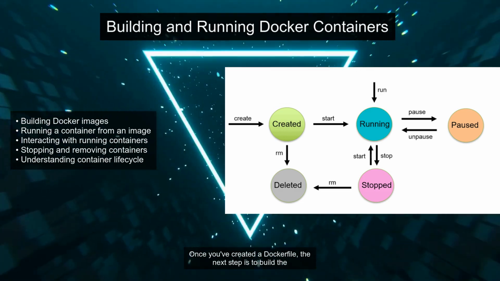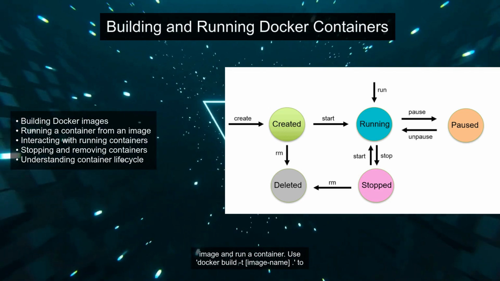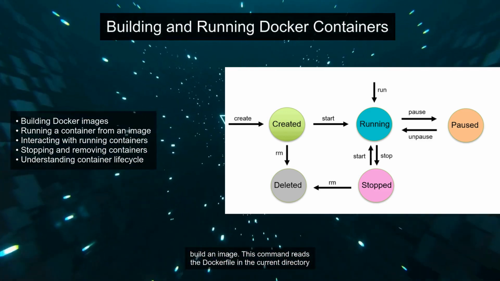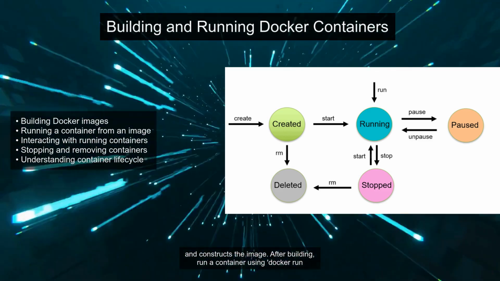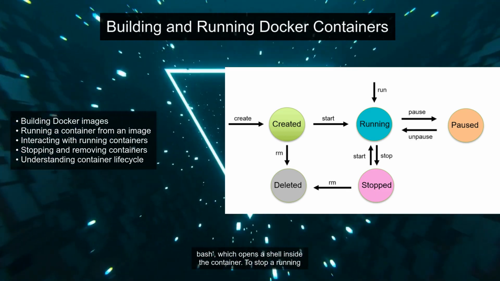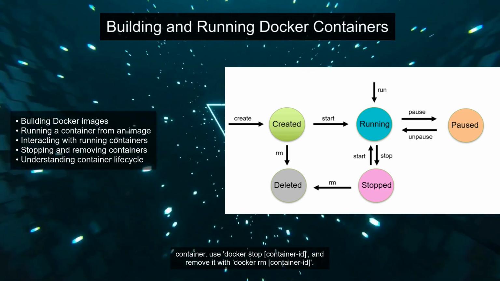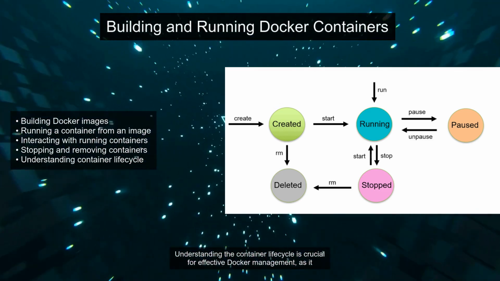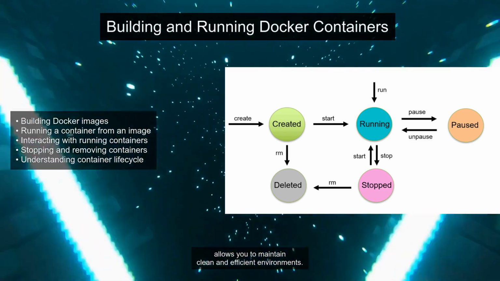Once you've created a Dockerfile, the next step is to build the image and run a container. Use docker build -t image-name to build an image. This command reads the Dockerfile in the current directory and constructs the image. After building, run a container using docker run image-name. You can interact with your container using docker exec container-id bash, which opens a shell inside the container. To stop a running container, use docker stop container-id, and remove it with docker rm container-id. Understanding the container lifecycle is crucial for effective Docker management, as it allows you to maintain clean and efficient environments.